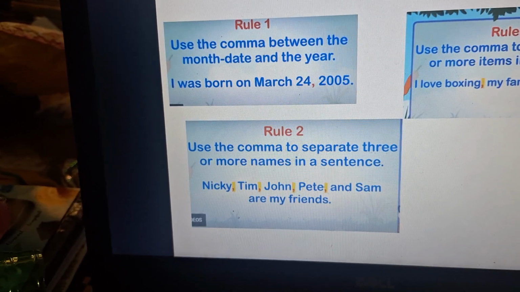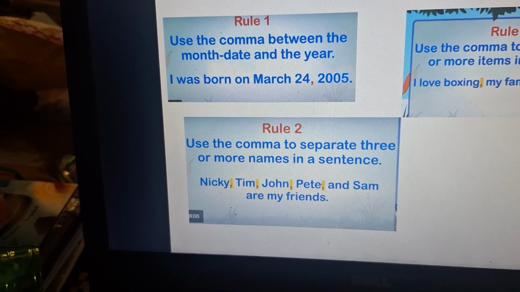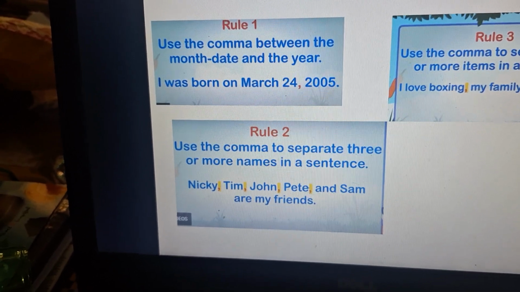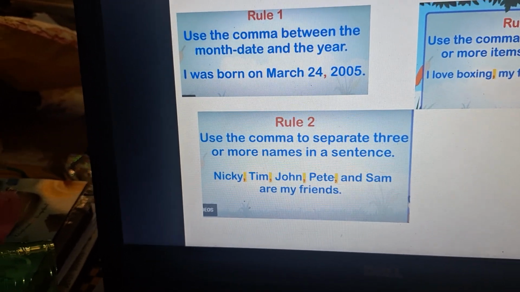Okay. Month, date, comma, year. Then when there are more than 3 items, then we use comma. Okay. So comma helps to make and speak meaningful sentences.